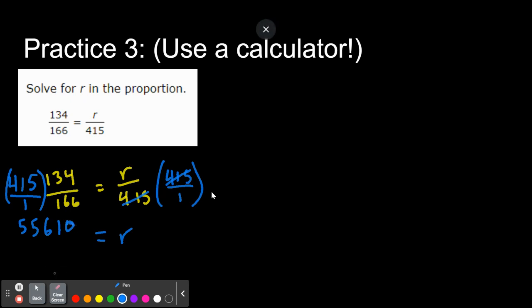And across the top, we get 55,610 divided by 166. And we find out that r is equal to 335.